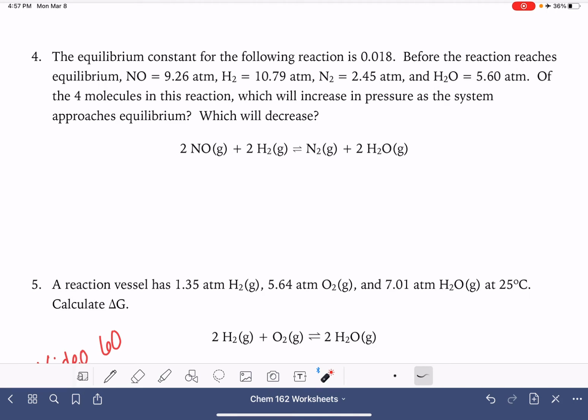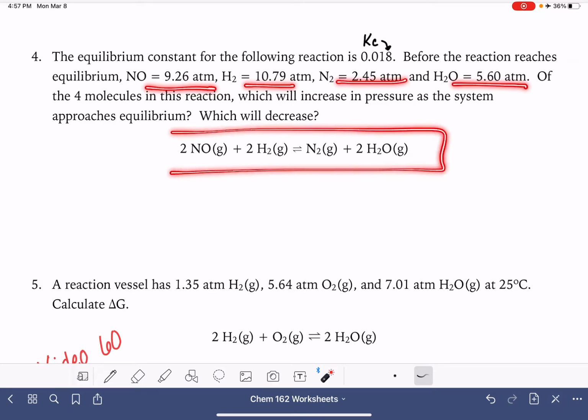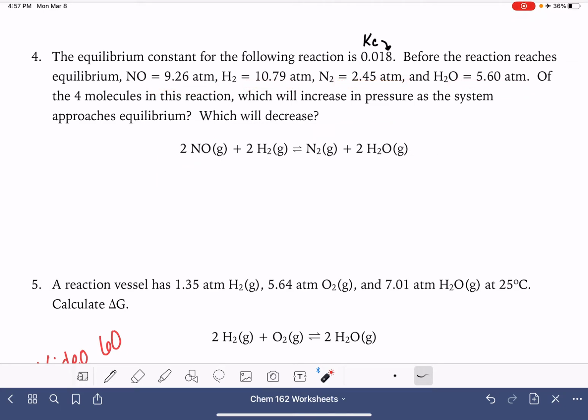Let's take a look at another problem that's kind of similar. It's not exactly the same. In this problem, we are given the equilibrium constant. So our equilibrium constant is right here, and it's giving us some initial concentrations, or initial pressures, of all of these substances. And it's asking us to determine which of these substances will increase as the system approaches equilibrium and which ones of them will decrease.